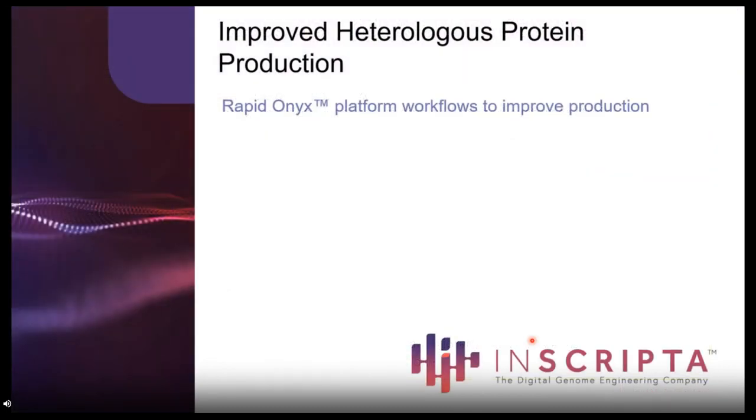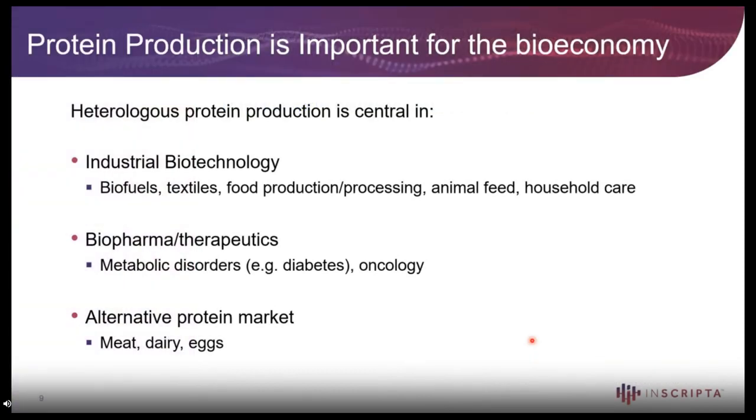Okay, so now that I've introduced the platform, I want to tell you a little bit about what you can do with it. And in this example, we're going to try to improve the production of a heterologous protein in yeast. So protein production is important for the bioeconomy. It has lots of applications in the industrial biotechnology space.